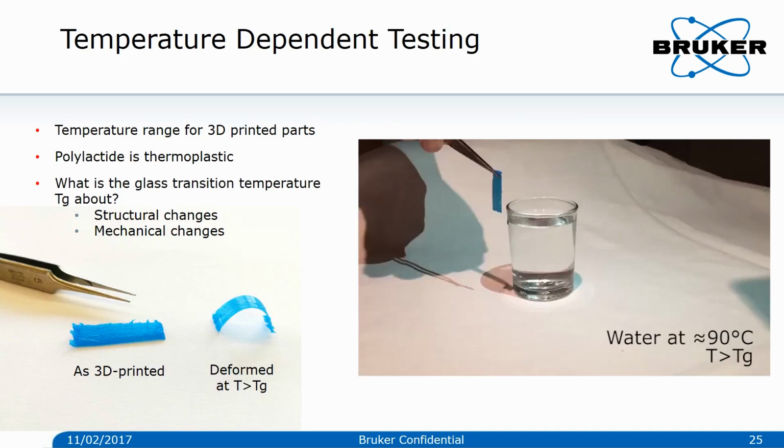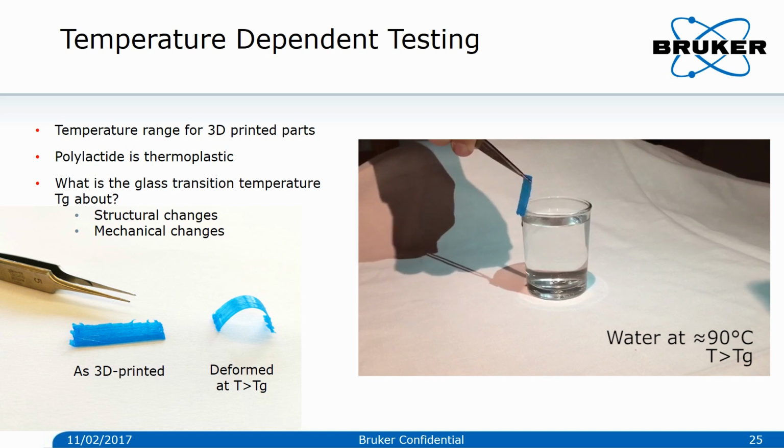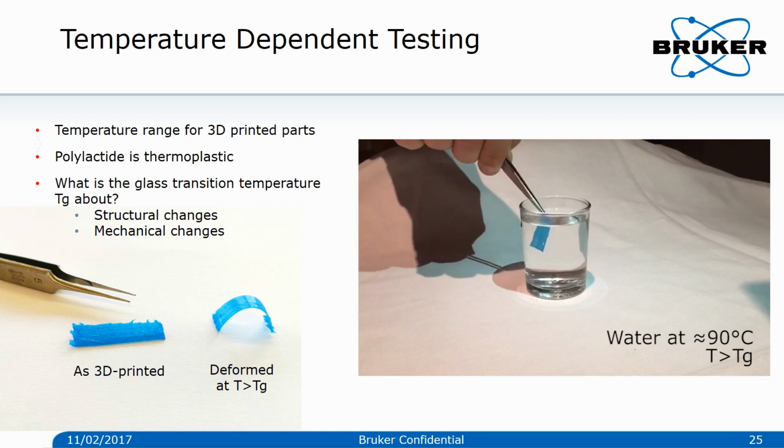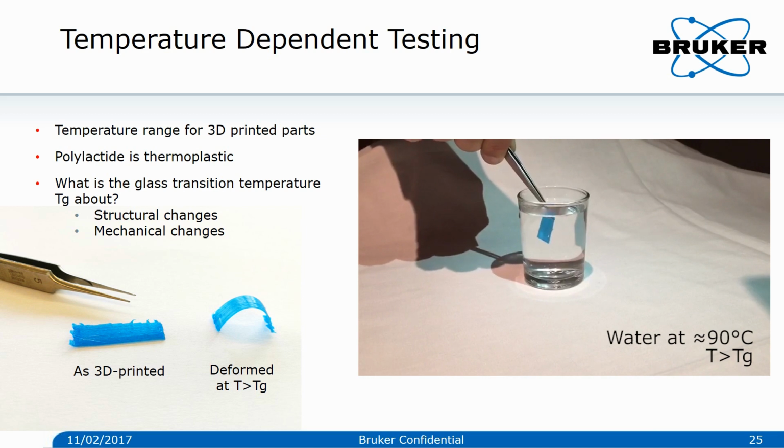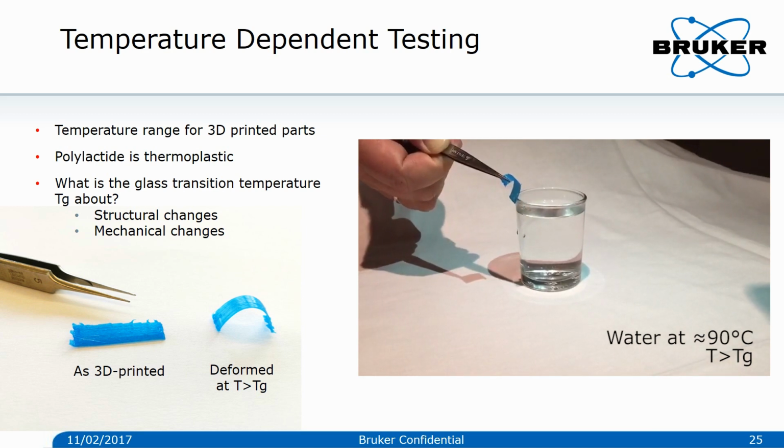Changing the temperature will change the material properties of a polymer dramatically. In the movie, we compare the behavior of a 3D printed polylactide at room temperature, well below the glass transition, and after heating it to 90 degrees C in hot water, above the glass transition temperature.